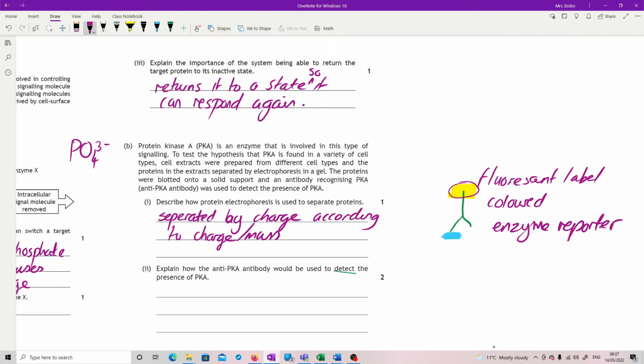Okay, so you need one of those given, and you need to say that it would attach. So the first mark is that the antibody will attach to the PKA, and that labelled antibody, being precise. Okay, and then the label will then be detected, and that's it.